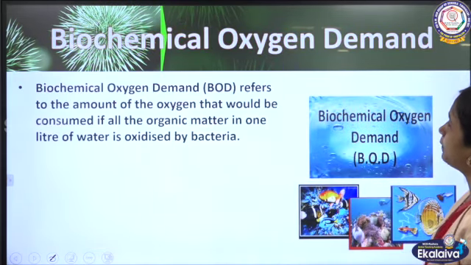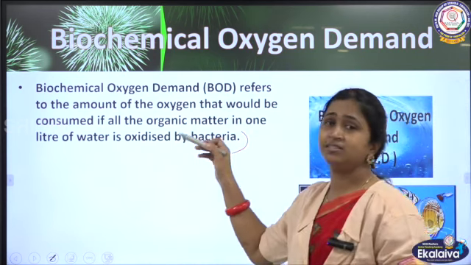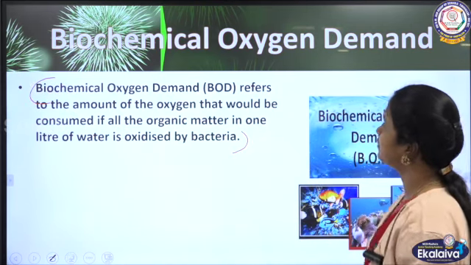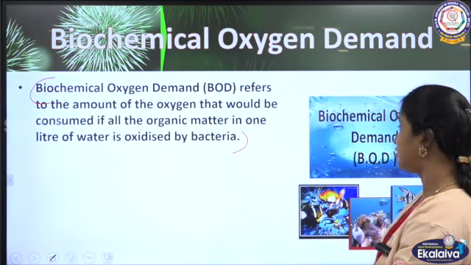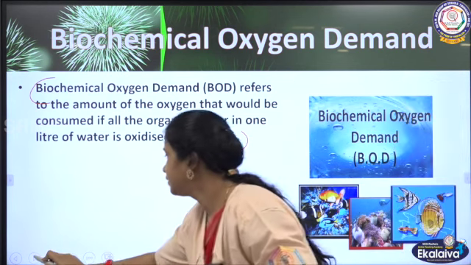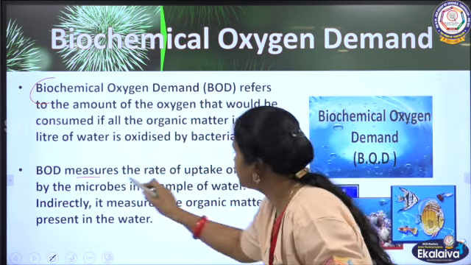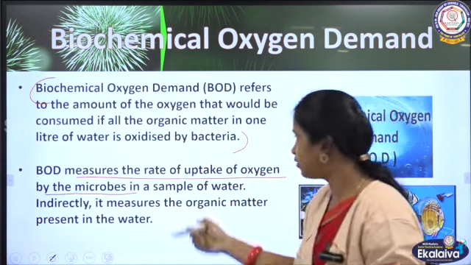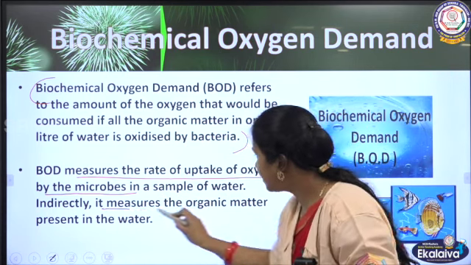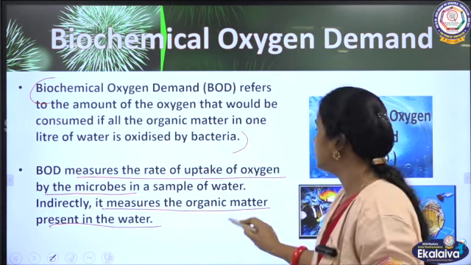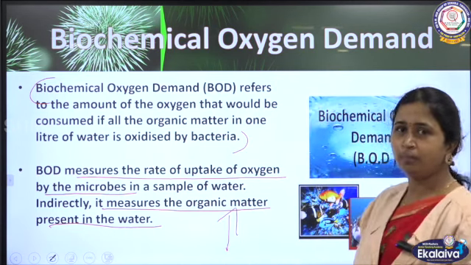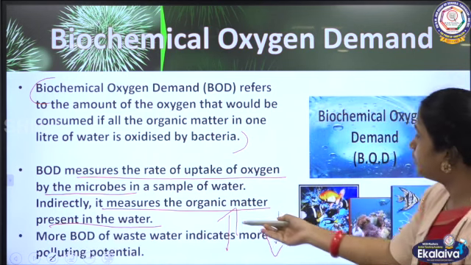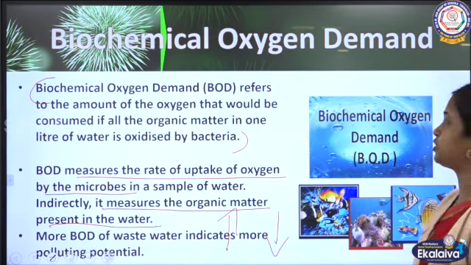What is BOD? Biochemical oxygen demand. Actually, this is there in your last unit, ecosystem. So this is the definition, and you need to check whether this BOD should be less or more. The BOD measures the rate of uptake of oxygen by the microbes, like a scale of measurement, in a sample of water. Indirectly, it measures the organic matter present in it. So if the BOD level is more, the water is more polluted, so it has to be reduced. More BOD of wastewater indicates more polluting potential.